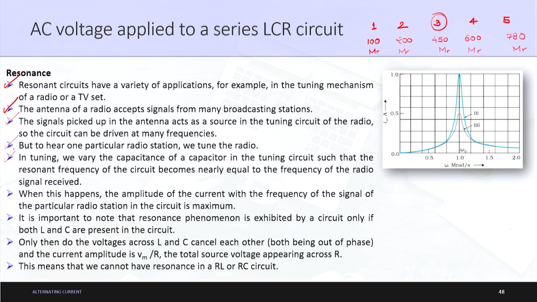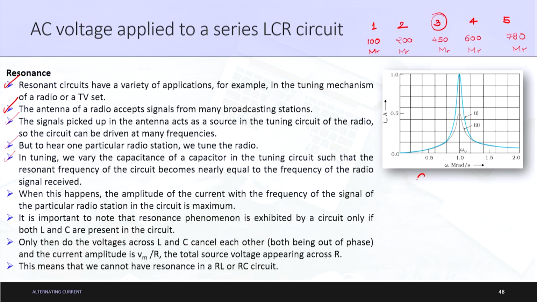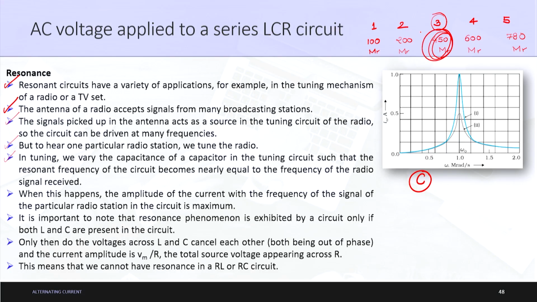How will we change the frequency of the circuit? In tuning we vary the capacitance of a capacitor. So, a varying capacitor is involved in the circuit. We try to change the value of C. Due to this variation in the value of C, what happens? There is a change in the value of 1 upon root LC, so there is a change in the value of omega naught. When this value comes very close to the natural frequency of a station, resonance happens, and when this resonance happens we hear only the majority part of this third broadcasting station. That is how a radio works.